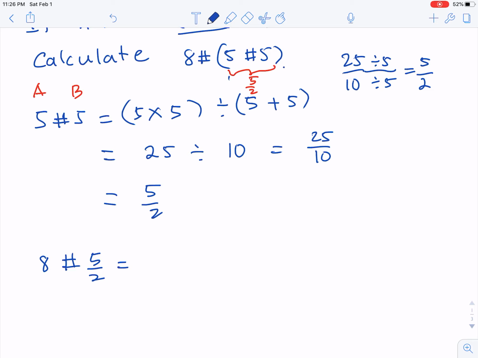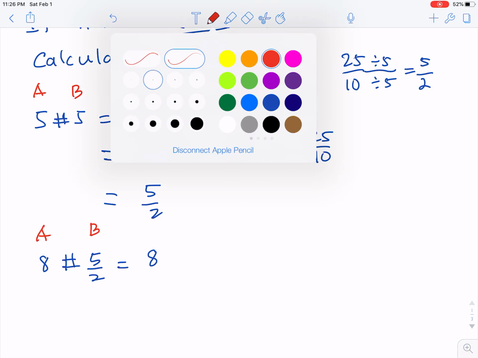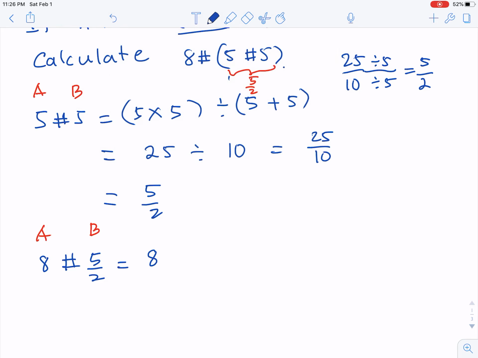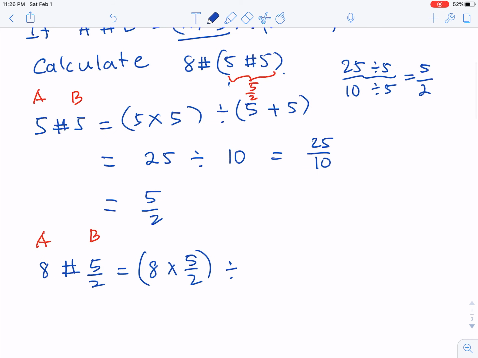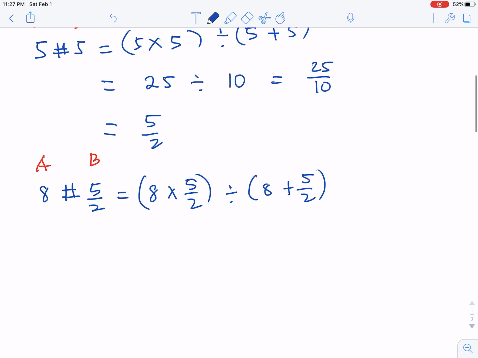So, this equals 8. Our A here is 8. And our B is 5 halves. Sorry. So, 8 times 5 halves, no? Tapos, divided by A plus B, di ba? So, ang A natin ay 8. And then plus 5 halves. Anong 8 times 5 halves?